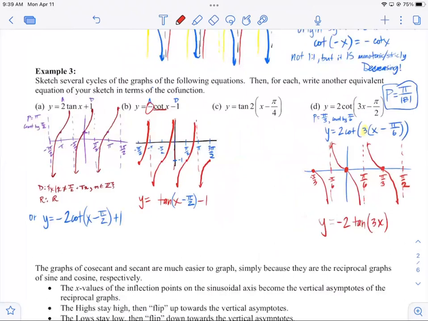We're done with tangent and cotangent. Tomorrow we'll meet cosecant and secant. Okay, and you're gonna love those fellas.